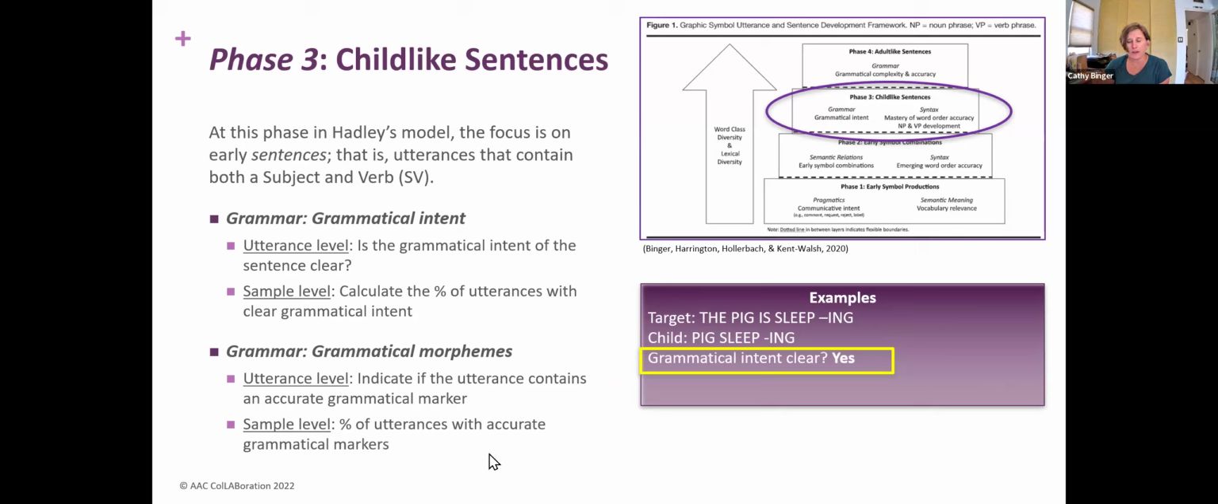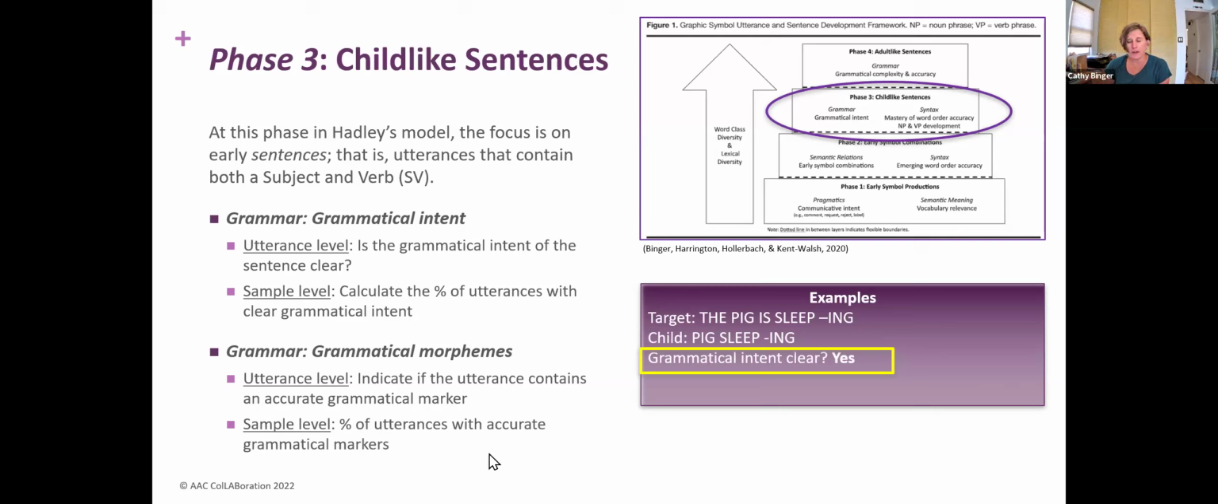So, with an eye towards clinical feasibility, we wanted a simple measure of grammatical morphemes. It's a lot like one of the semantic measures we talked about last time, word class diversity, where we're not counting every single grammatical morpheme that they're saying. We just know that there are 8 of them in English, and we're looking to see how many out of those 8 this kid used in this sample. Did they use 1 or 2 or 3 or 4 or 0 out of the 8 English inflectional morphemes?